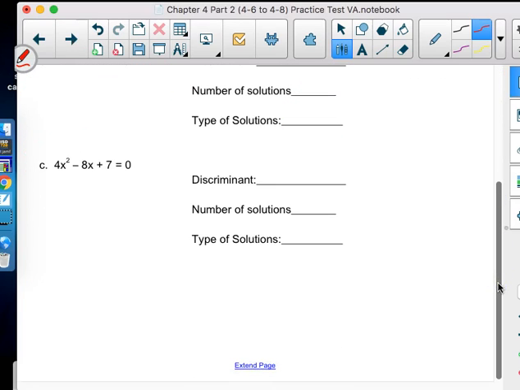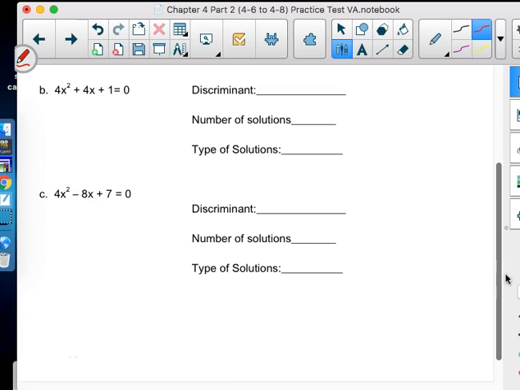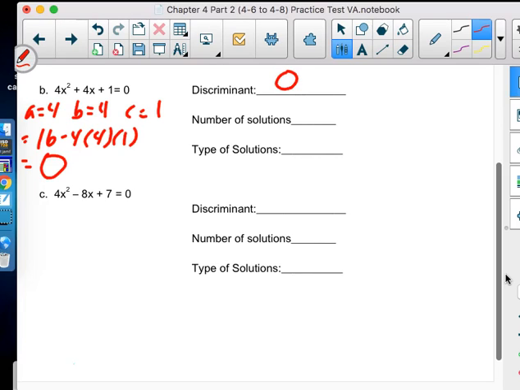Is it ready to go? Got a 0 on one side? Okay. A is 4, B is 4, C is 1, and we need 4 squared is 16 minus 4 times 4 times 1. Yeah, it's going to be 16 minus 16. That discriminant is 0. How many solutions? Just 1. And the type? Real, because we know what the square root of 0 is. It's 0. So we can still find it.